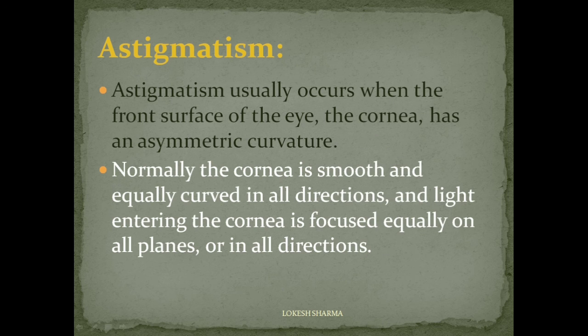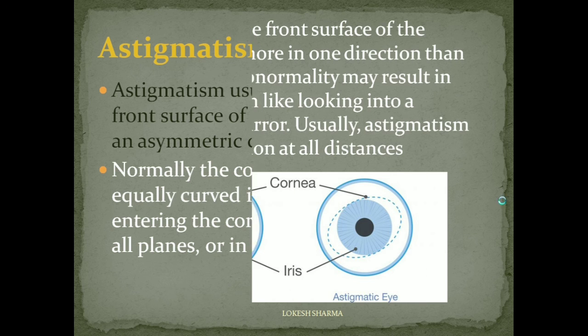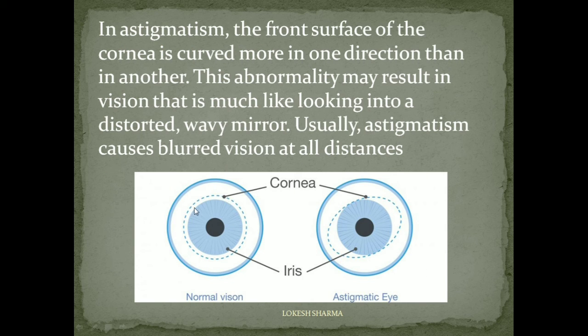The next disease is astigmatism. Astigmatism usually occurs when the front surface of the eye, the cornea, has an asymmetric curvature. Normally the cornea is smooth and equally curved in all directions, and light entering the cornea is focused equally on all planes or in all directions. Here you can see the cornea is in perfect shape, but here the shape of the cornea is distorted. This is the astigmatic eye and this is the normal vision.